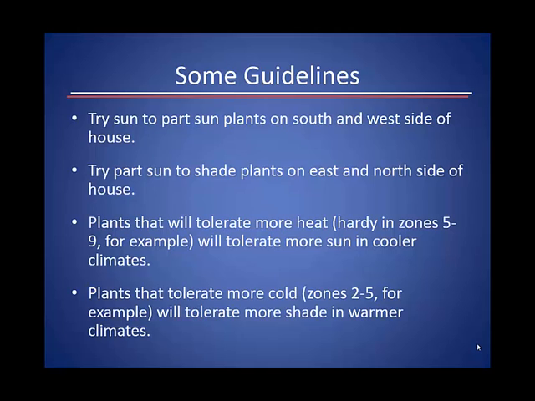Same goes for plants that like shady areas. Even if the north and east side of your house get full sun, it's likely to be less intense than it would be on the south and west. So you can try plants that might like part sun on the north side or east side because the intensity is going to be less.